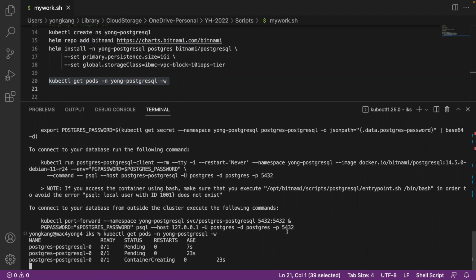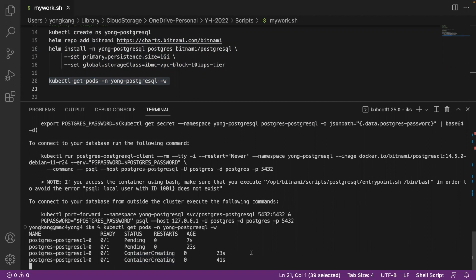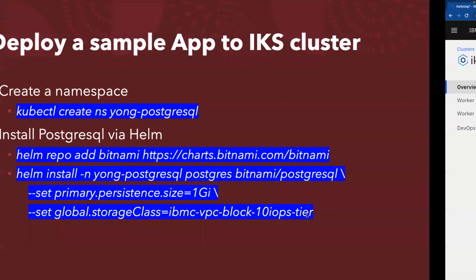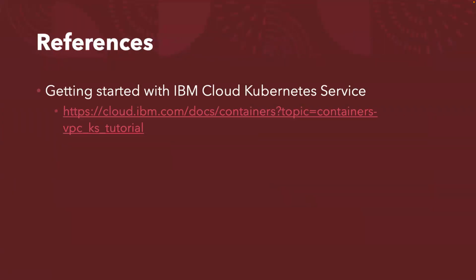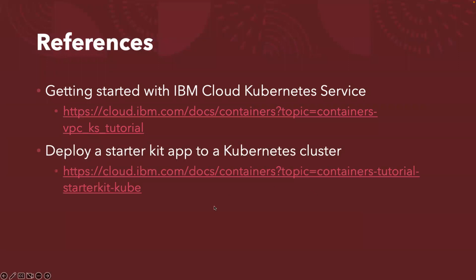Okay, I think that's all I want to cover for today. Right now, we don't have to wait for the cluster to be running, but it should become running status in a few seconds. So I'm just including a few reference links here. First of all, how to get started. I copied the IBM official documentation page link here, getting started with IBM Cloud Kubernetes Service. And then how to deploy a starter kit application to a Kubernetes cluster.